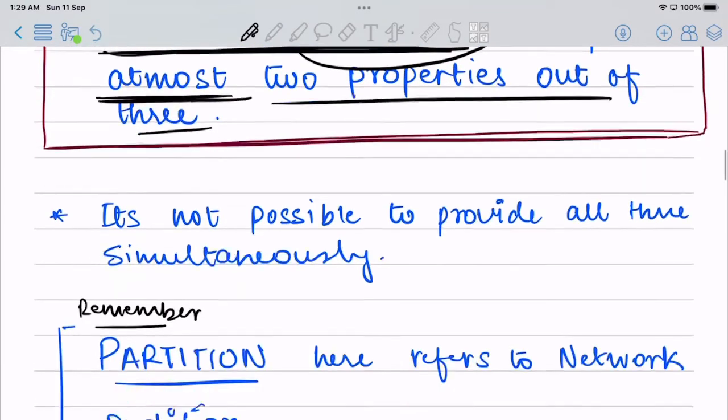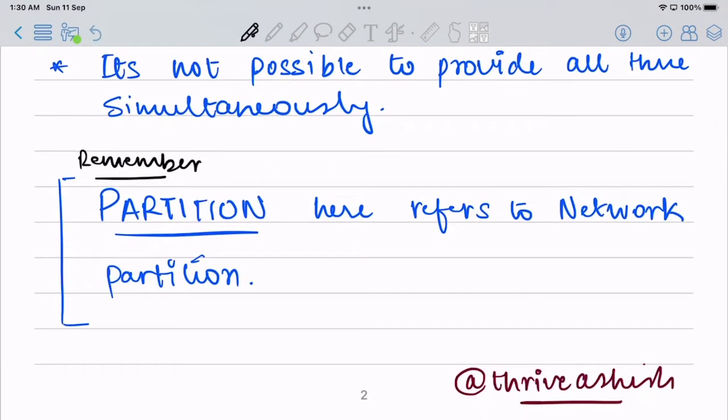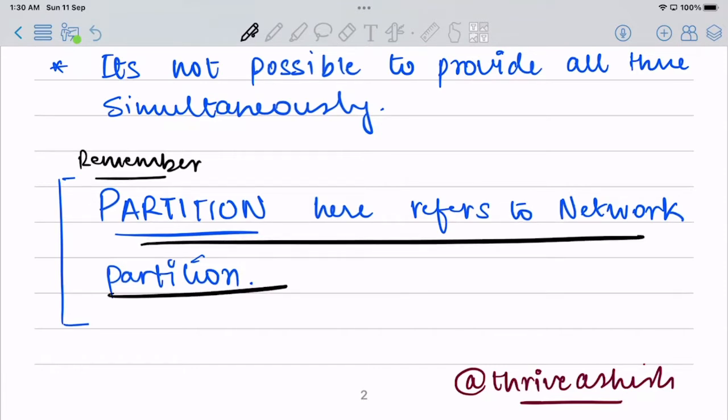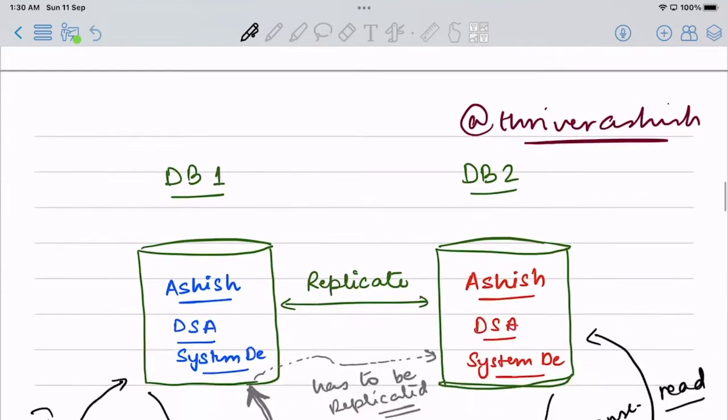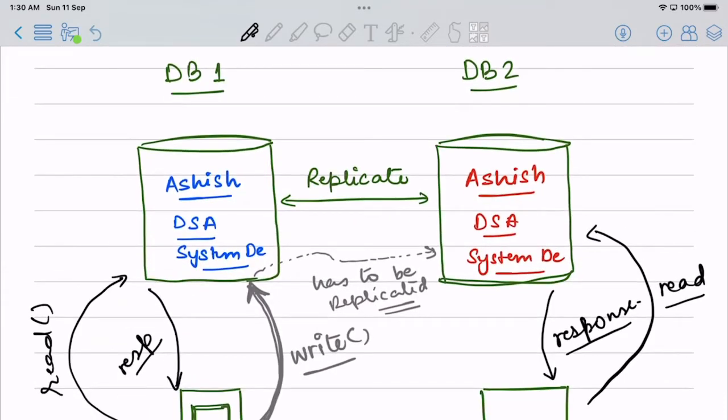Remember here that partition refers to network partition actually. Let's suppose you have 2 database servers and you have partitioned them, but they are connected over a network communication. I'll try to explain what it is.